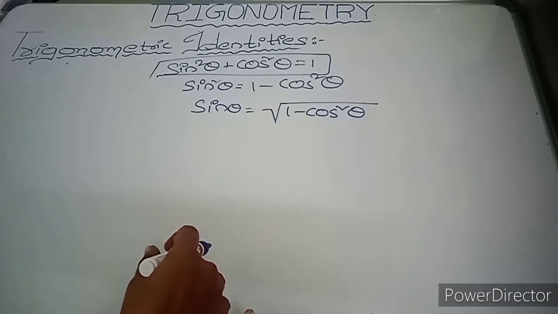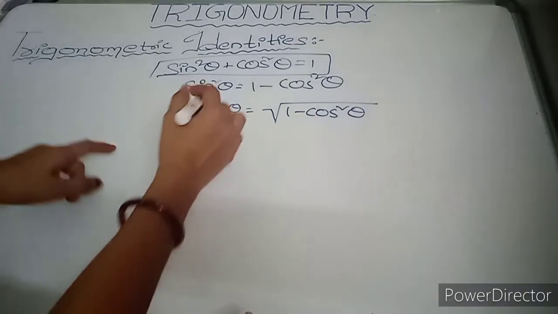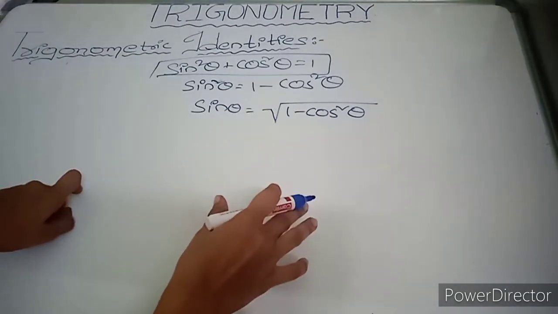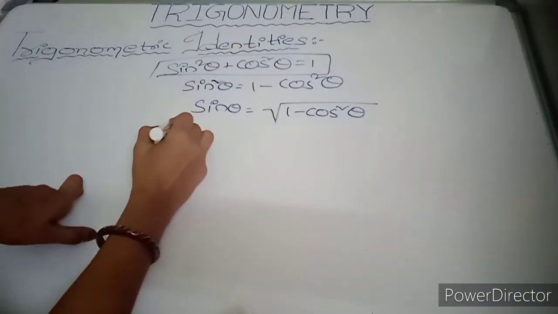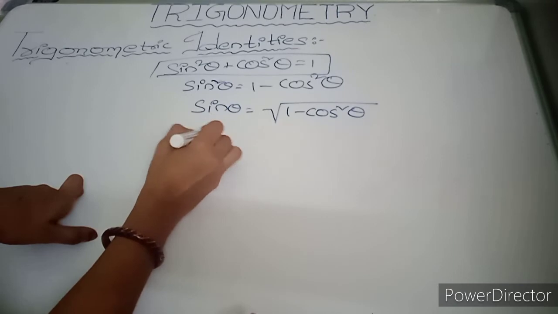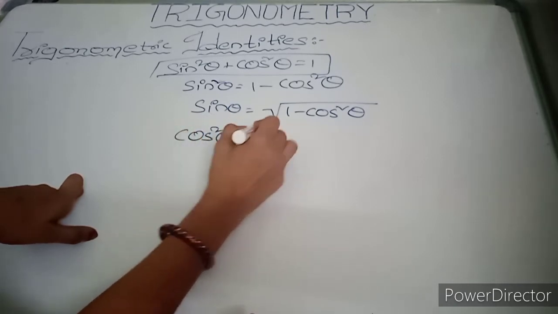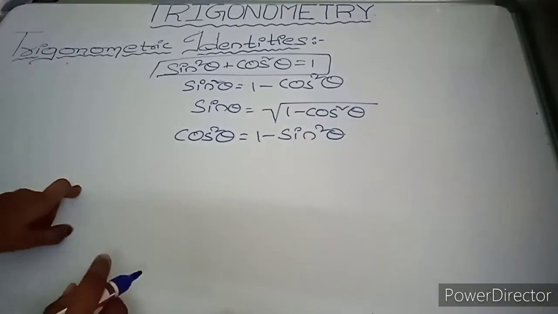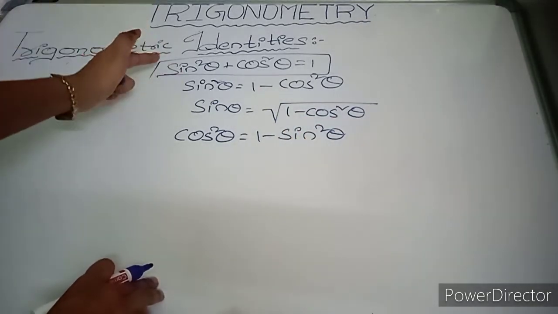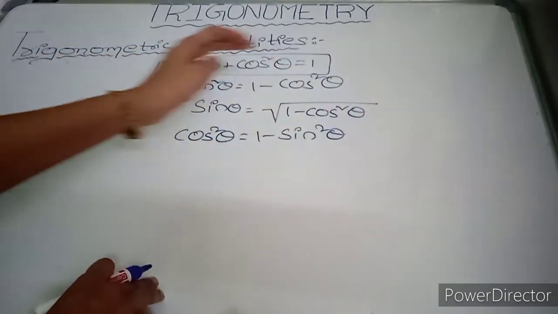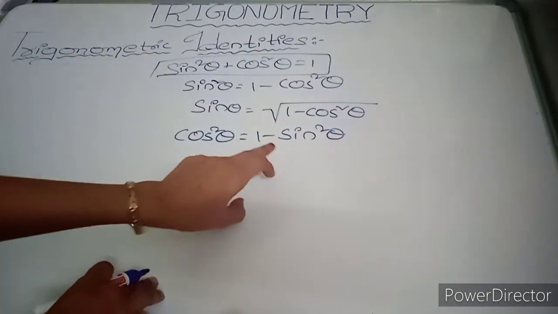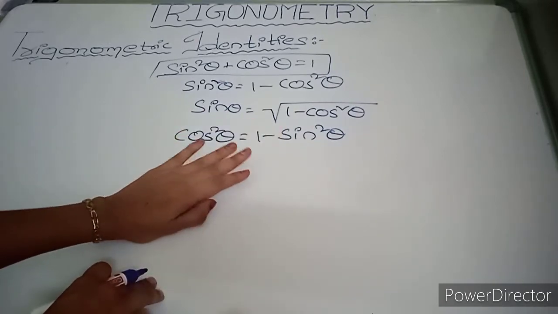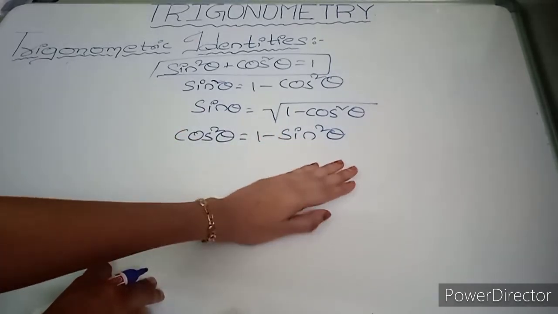And next, from this identity only, I am writing the next identities. See here, cos square theta is equal to 1 minus sin square theta, because I am shifting this sin square theta to the right side, and its plus is changed to minus. That is 1 minus sin square theta. This is about cos square theta. Cos square theta is equal to 1 minus sin square theta.